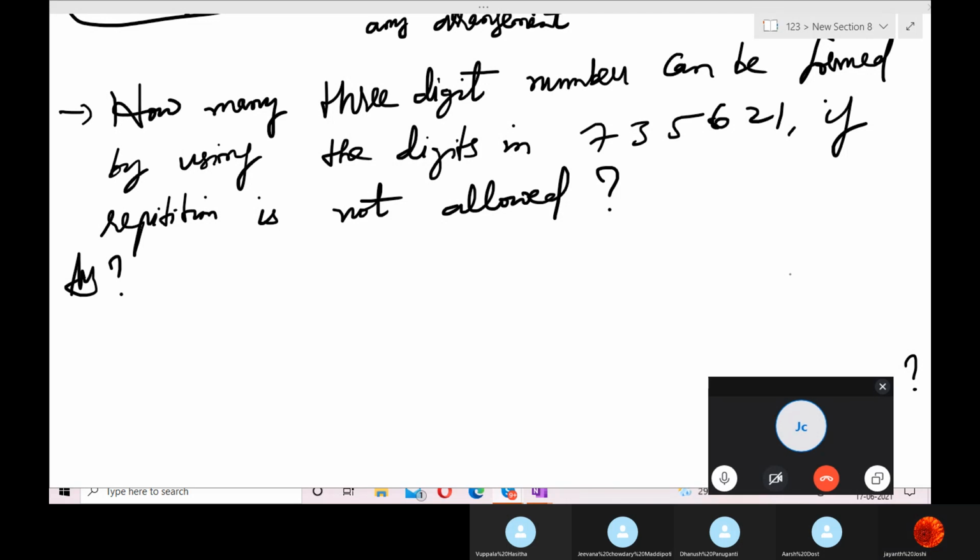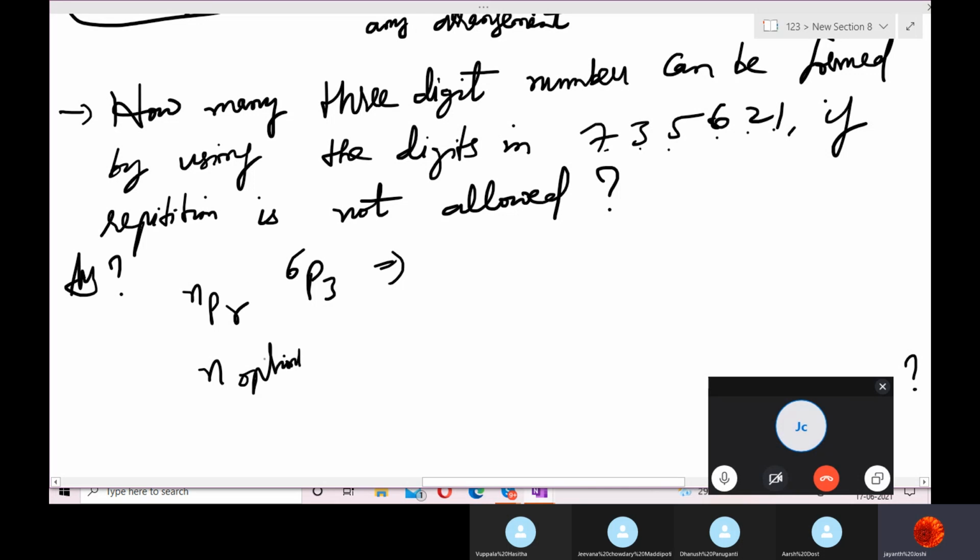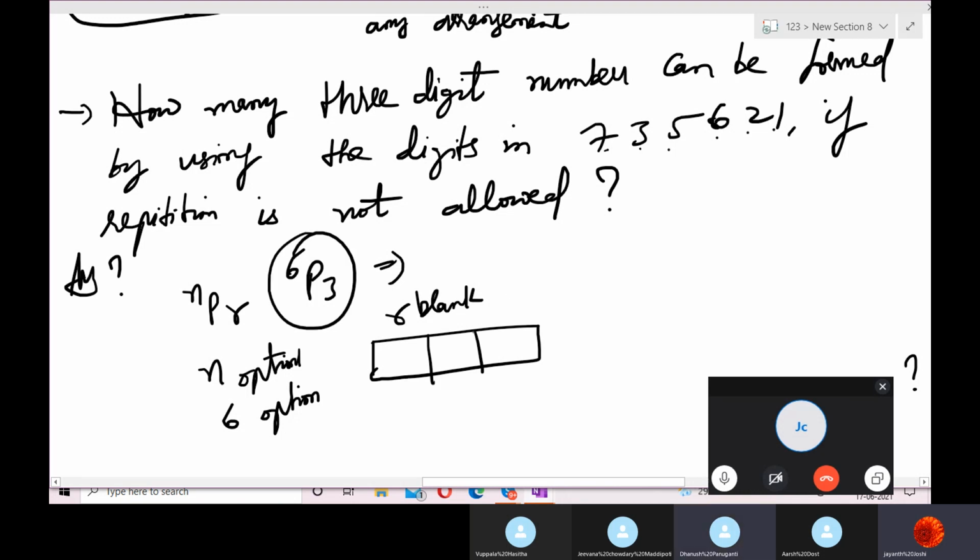Please tell me. The answer is 6P3, correct? That is nPr. You have how many digits? 1, 2, 3, 4, 5, 6. You have n options available, that is 6 options, 6 numbers are given, and how many blank spaces? 3 blank spaces, that is r. How many numbers can you make? 6P3. You cannot do 735 and all this manually, so directly apply the formula and tell me.